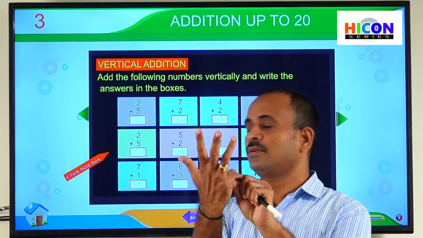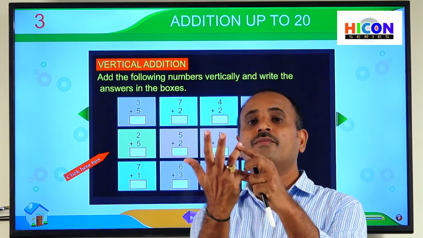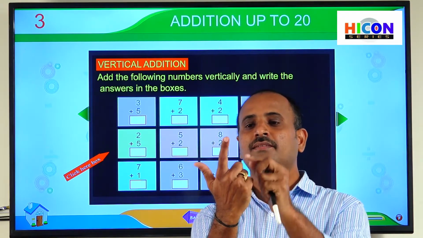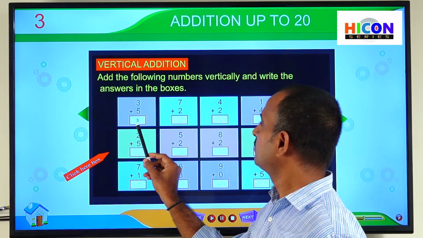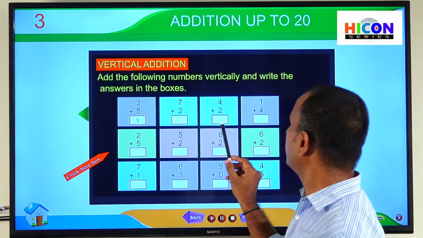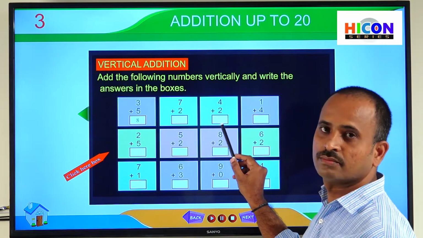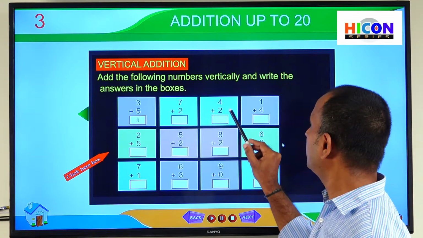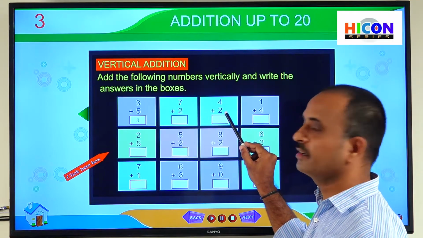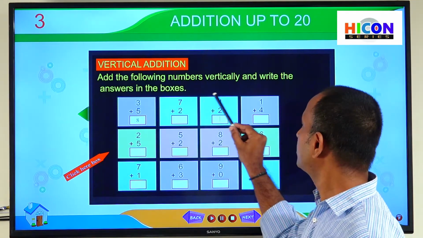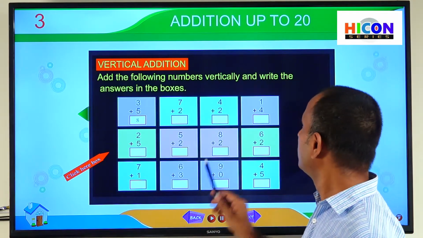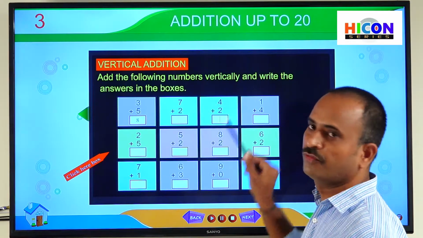4, 5, 6, 7, 8. So write 8 here. Children, see the next one, 4 plus 2. Here the first number is 4 and the second number is 2. Here the two numbers are written one below the other. Such type of addition is called vertical addition. Now add 2 to the 4.